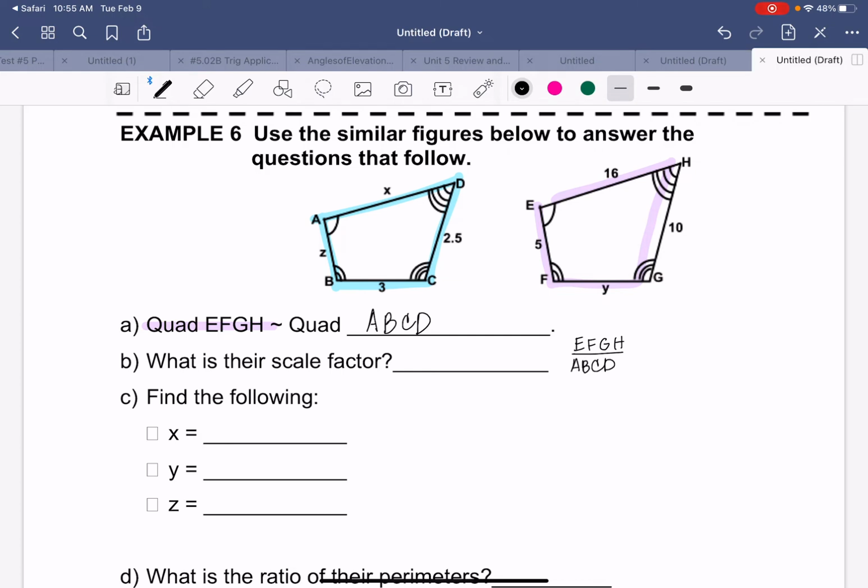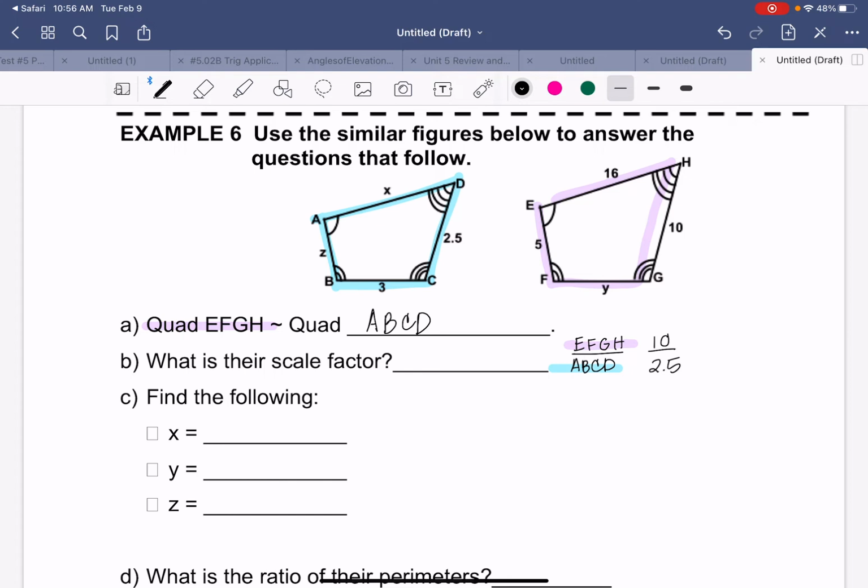So what is the scale factor here? Remember, scale factor is a ratio between two corresponding sides. So we need to figure out which two corresponding sides we have. We have an x here, so we can't use 16 right now. We have a z here, so we can't use 5. And we have a y here, so we can't use 3. So the only two values we can use are 10 and 2.5. Because it's EFGH over ABCD, my scale factor is 10 over 2.5.